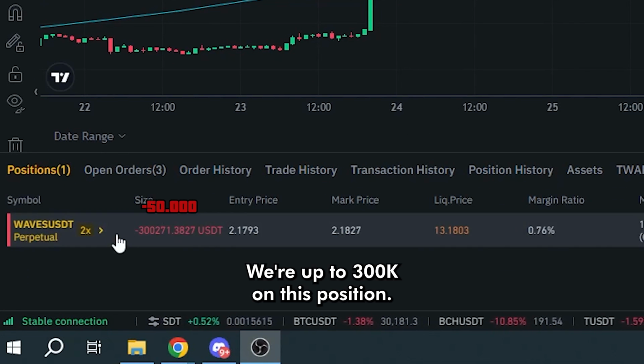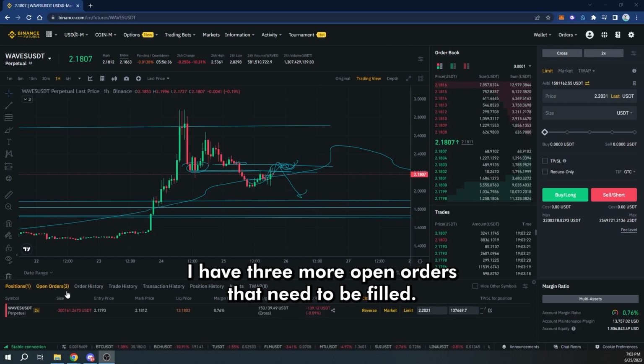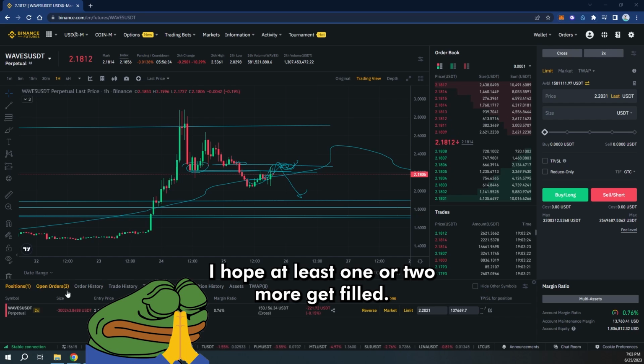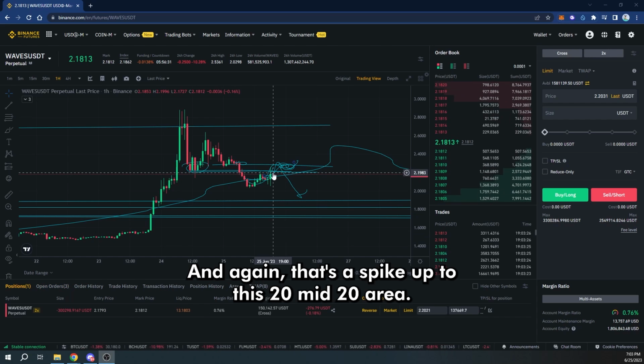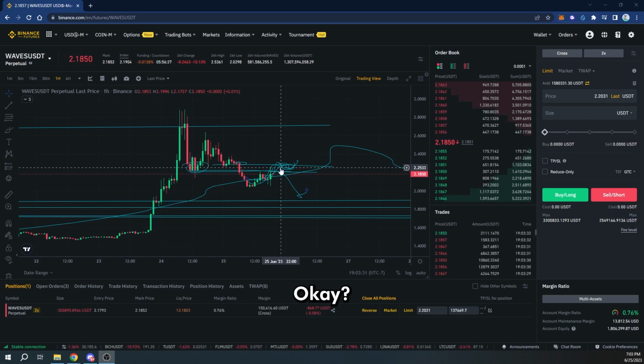Alright, not a big update here, but I have one more fill. We are up to 300K on this position. I have 3 more open orders that need to be filled. I hope at least 1 or 2 more get filled. And again, that's a spike up to this mid 220 area, okay?